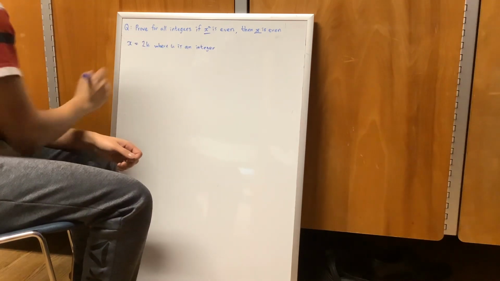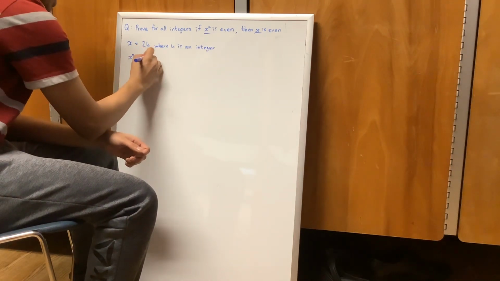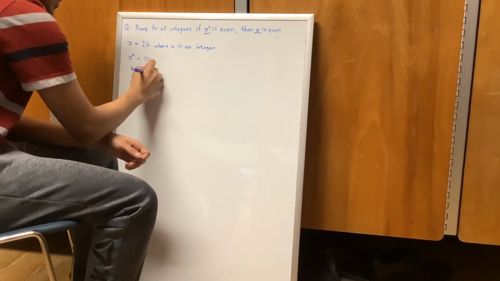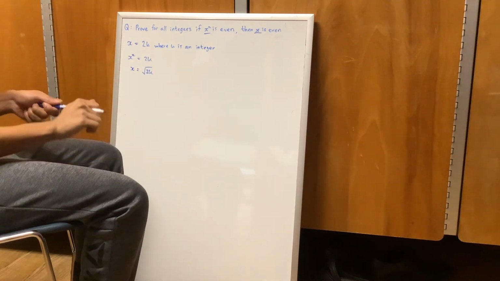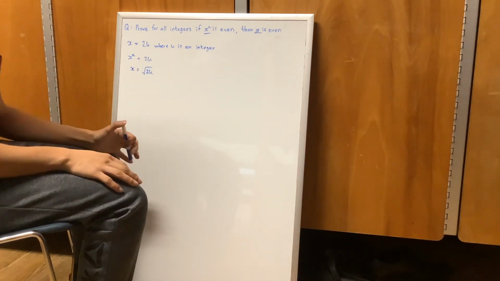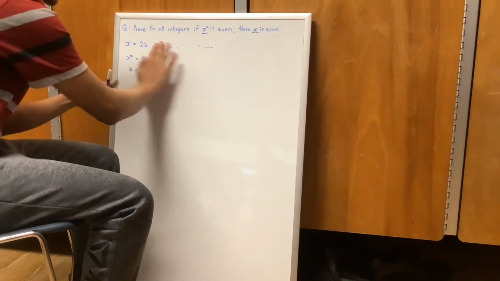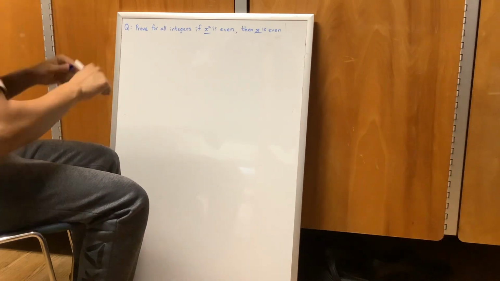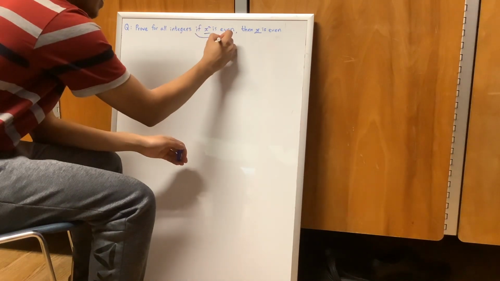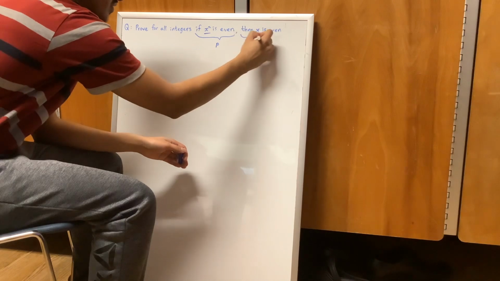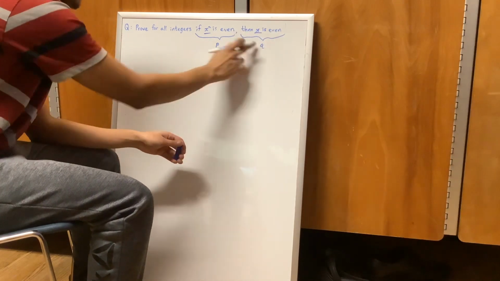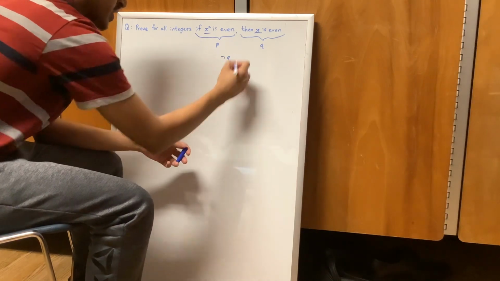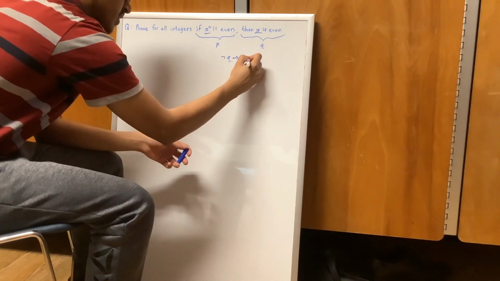This is much easier to work with than if we had x squared equals 2k, because then we'd end up with x equals square root of 2k, which would be hard to prove anything with. So in order to make this statement easier to work with, what we're going to do is take the contrapositive of this statement, and if we do that, this part is our p, this is our q. So we have if p then q. So the contrapositive is going to be not q implies not p.